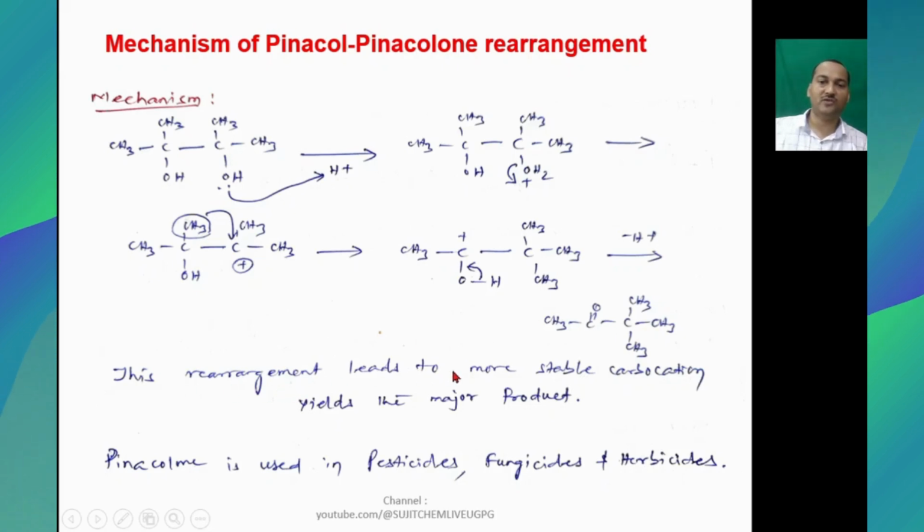So this rearrangement leads to a more stable carbocation and yields the major product. So Pinacolone is used in pesticides, fungicides and herbicides.